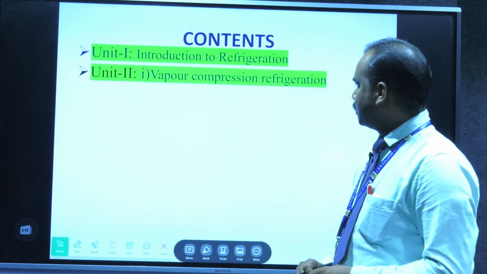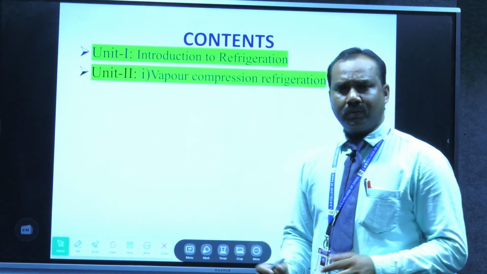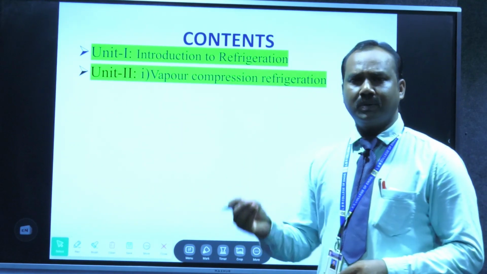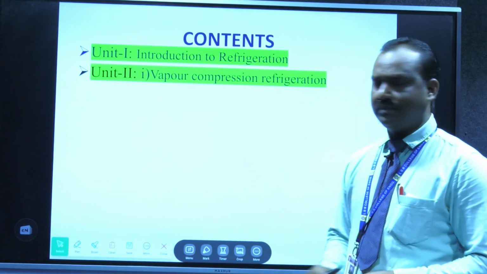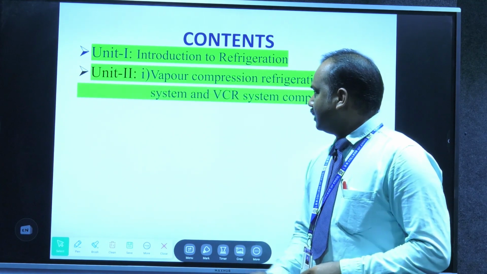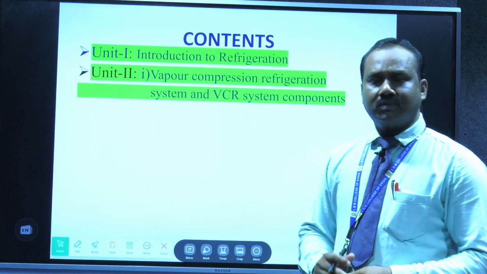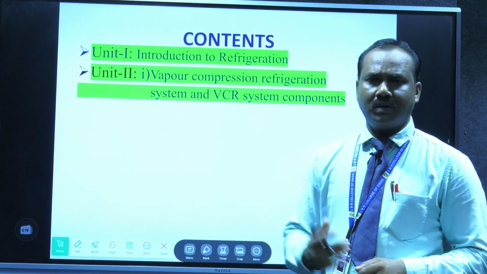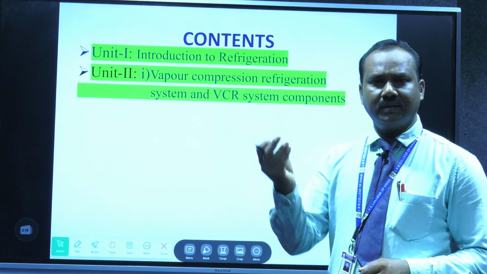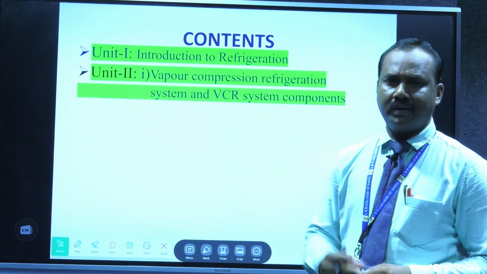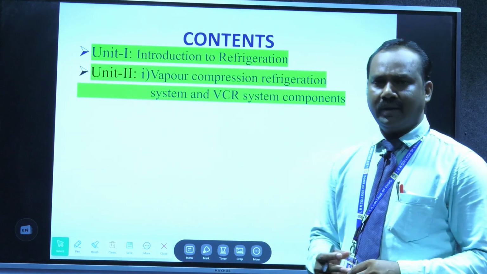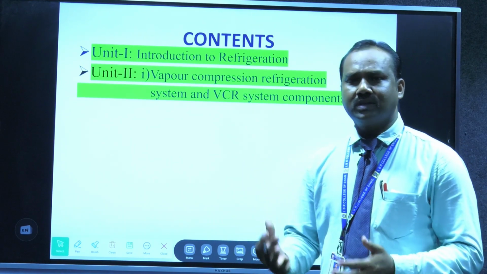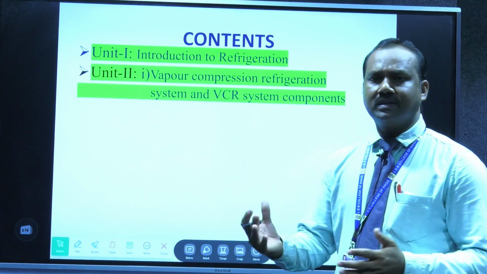Coming to unit 2, we need to know about the most commonly used refrigeration method called VCR, which stands for vapor compression refrigeration system, and VCR system components. If you take any refrigerator, there are 4 fundamental components, namely compressor, condenser, expansion valve, and evaporator. These things will be addressed with the help of suitable diagrams, and also we need to demonstrate how it works and what the merits and demerits are.